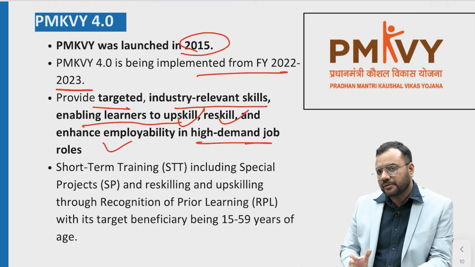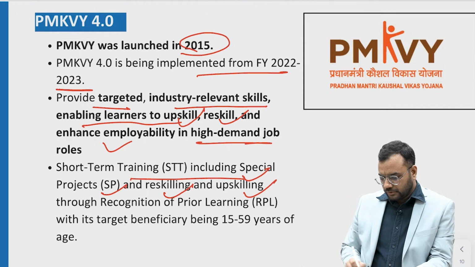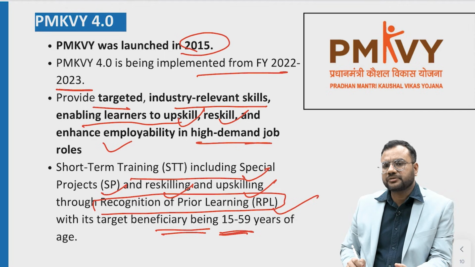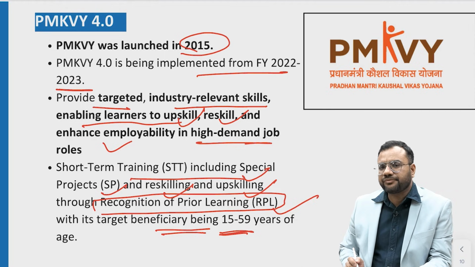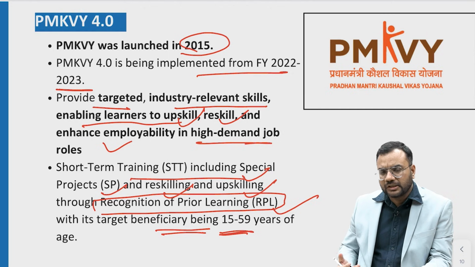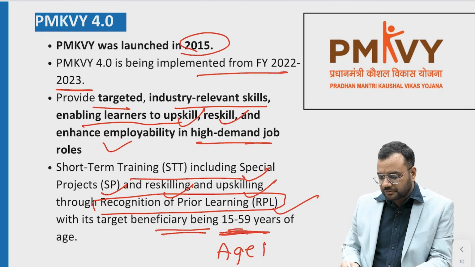Also, it has some other benefits like short-term training including special projects, reskilling and upskilling through recognition of prior learning (RPL), with its target beneficiary being 15 to 59 years of age. So this question itself can be framed: whether recognition of prior learning was recognized under Pradhan Mantri Kaushal Vikas Yojana or not. What was the age bracket in which this scheme was working, like 15 to 59 years. So the age bracket is also important. You have to keep this in mind.